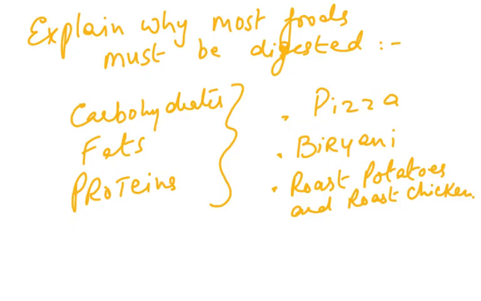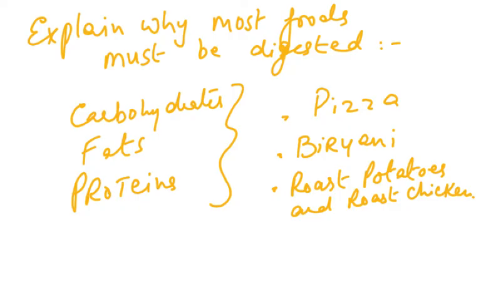Now coming to this point of the syllabus where it says explain why most foods must be digested. Why does it say most foods? You see, if you're having orange juice, well, that doesn't need to be digested because it contains vitamin C. If you're having milk, well, in milk there's calcium and vitamin D, which do not need to be digested. But we're not having that with most of our food.